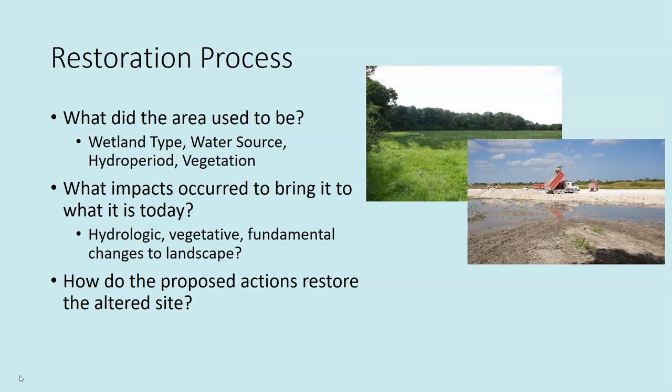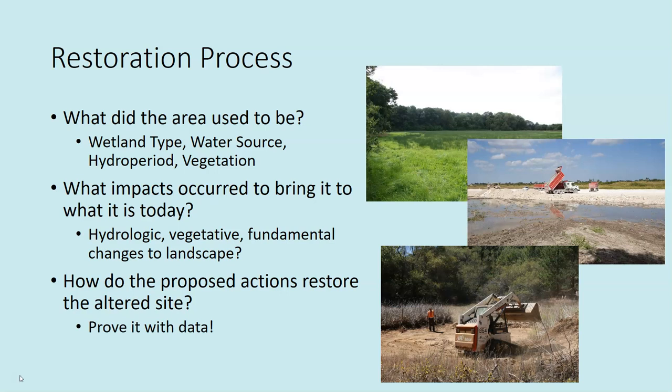When we ask about what impacts occurred to bring it to what it is today, we might be talking about hydrologic alteration. Maybe water was diverted across the land. Maybe it was purely vegetative. The vegetation was removed. Maybe it was a fundamental change to the landscape. Here we see an image of a wetland being completely filled in, so a total change in the structure of this landscape.